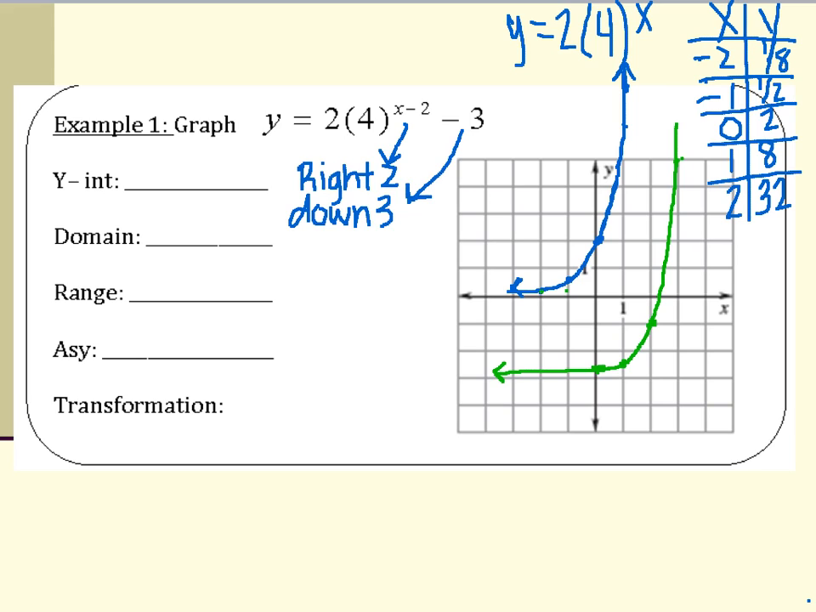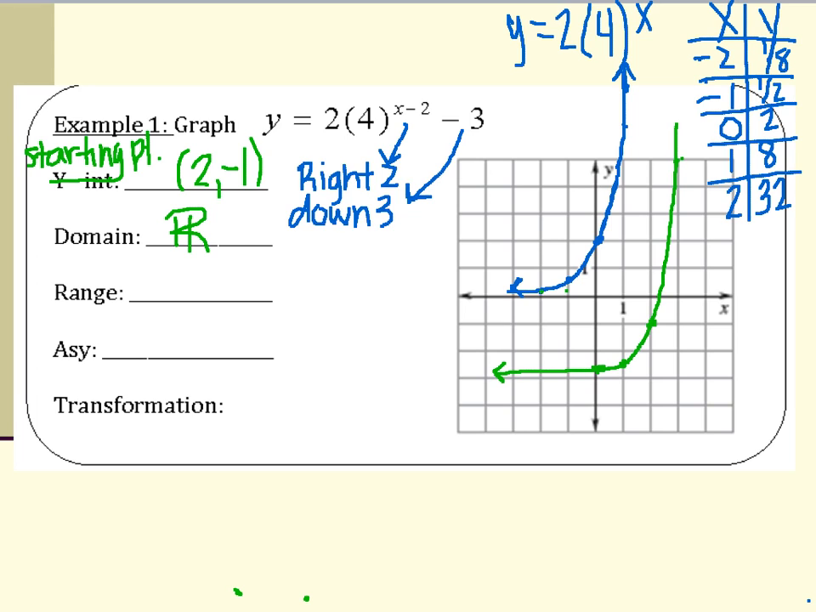Okay. And keeping in mind, our y-intercept had been this point right here, and we moved it over to this point. So instead of being a y-intercept, we're going to change that name, and we're going to call it our starting point. Because it's no longer a y-intercept, but it is still an important point for us. So our starting point here is going to be the point 2, negative 1. Our domain is still all real numbers.